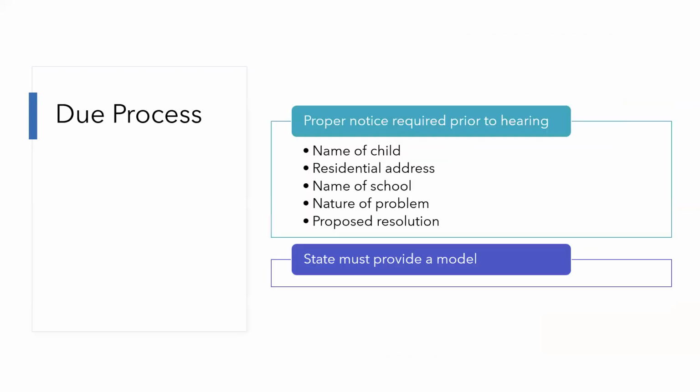Due process starts with either the school or parents filing a complaint. A copy of the complaint has to be given to the opposing party as well as the state agency. IDEA states that it has to include the name of the child in question, their residential address, the name of the school that they attend, the nature of the problem, and a proposed solution if appropriate. Only facts and evidence can be included in this complaint. This is not a place for opinion and assumptions to be expressed, so just keep that in mind if this is ever a road you travel down. Each state is required by law to provide a model to assist parents with filling out their complaints.